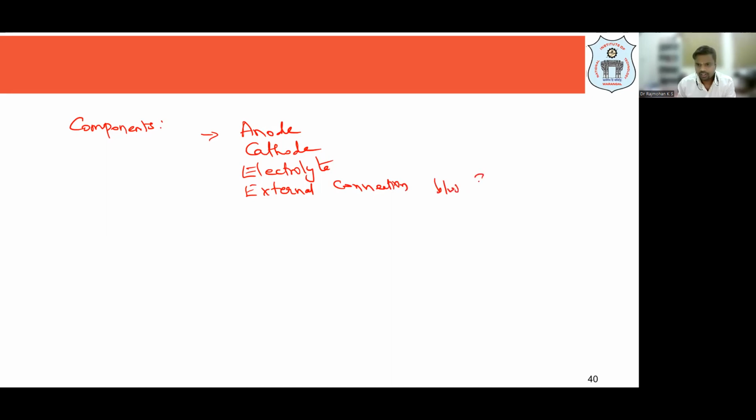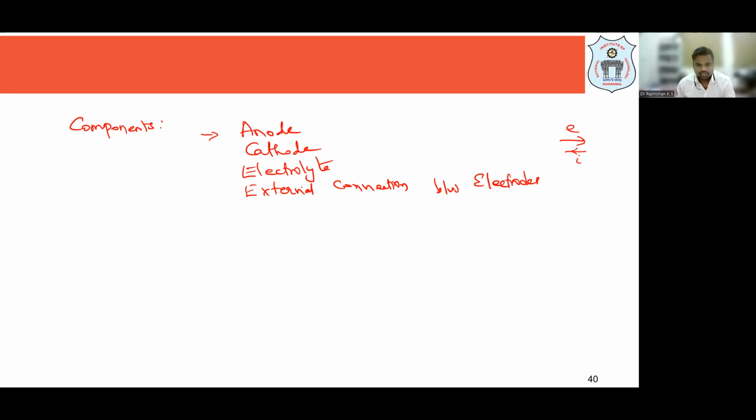What are the components involved in fuel cell operation? The components involved in the reaction are the anode, the cathode, the electrolyte, and an external connection between the electrodes, because current has to pass through it and electrons have to pass through it. Remember, the direction of electron flow and the current are opposite in direction.